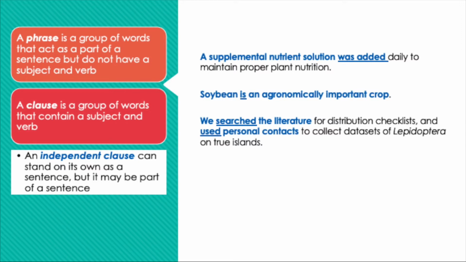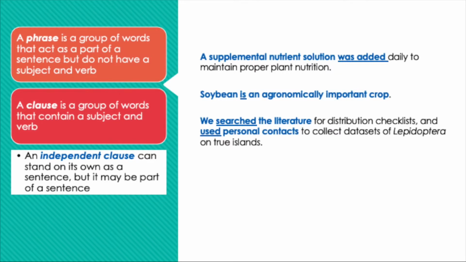The second example: soybean is an agronomically important crop. That's the independent clause, and it's the entire sentence. So there's no additional information in this sentence, which is fine. It's not a problem. A third example: we searched the literature for distribution checklists and used personal contacts to collect data sets of Lepidoptera on true islands.